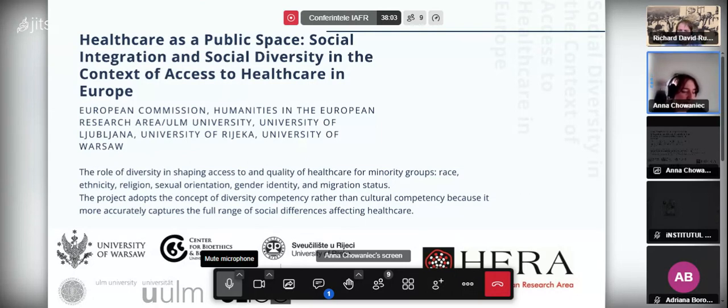It was a partnership of 4 universities from Germany, from Poland, Croatia, and from Slovenia. As such, the research was limited to those countries. It was financed by the European Commission, and in general, the study examined the role of diversity. We used specifically the word diversity and diversity competency in shaping access to healthcare for selected minority groups, which were race and ethnicity, religion, sexual orientation, gender identity, and migration status. So we limited this research to those 4 countries and to selected minority groups.